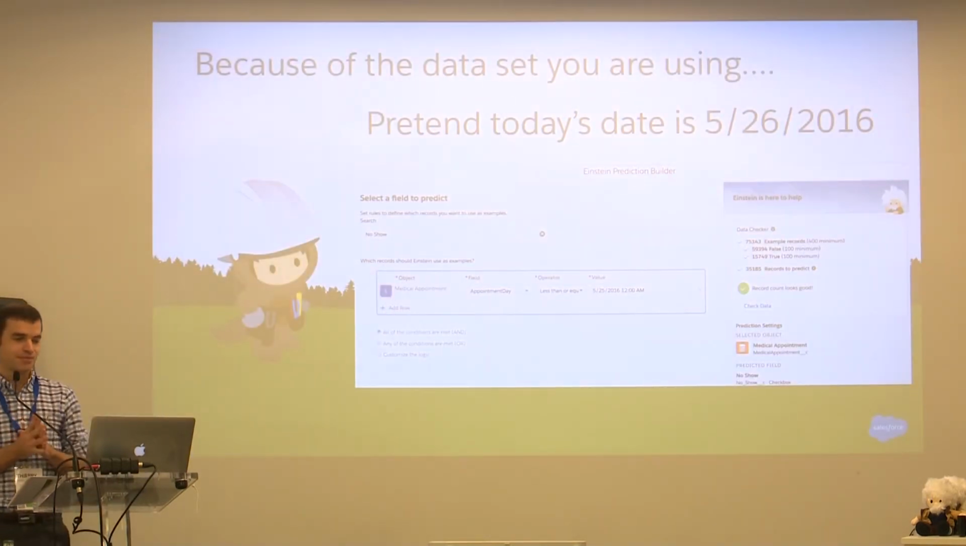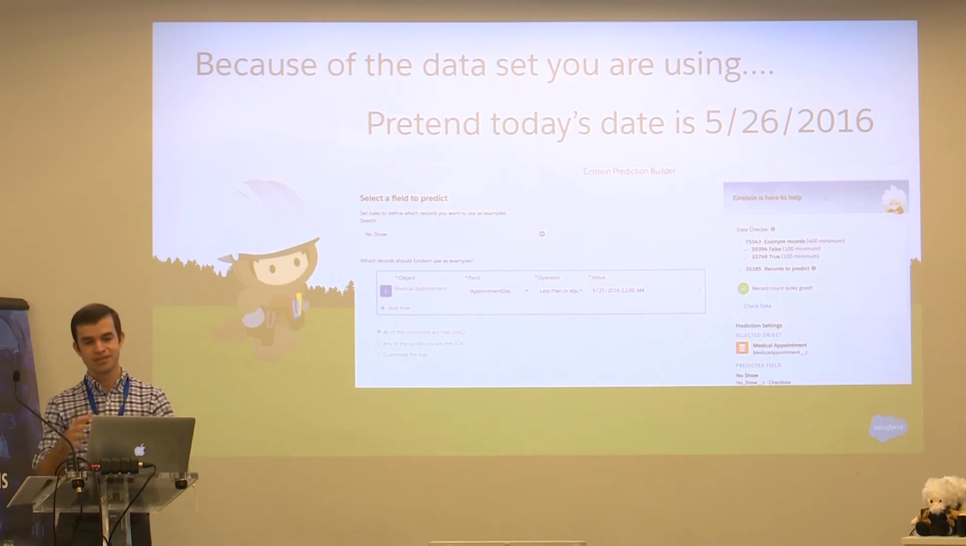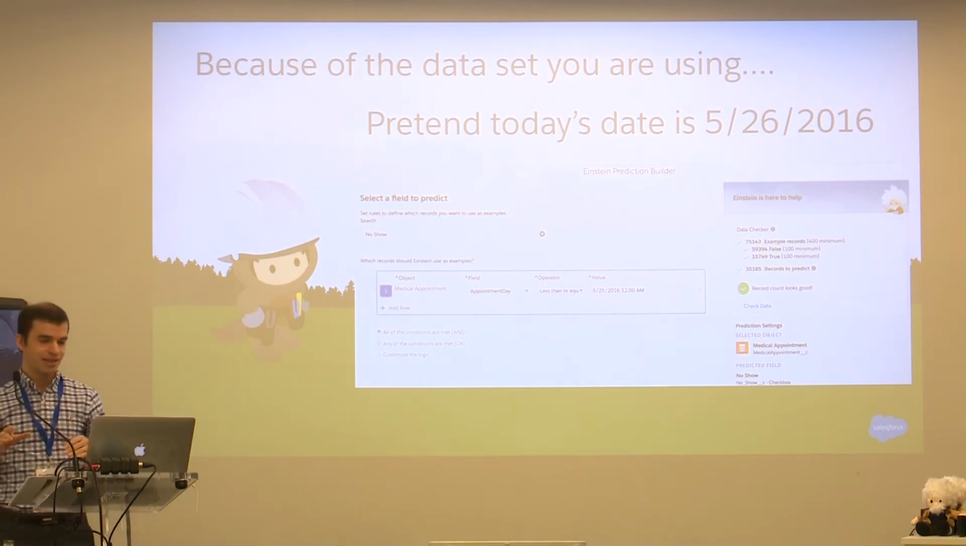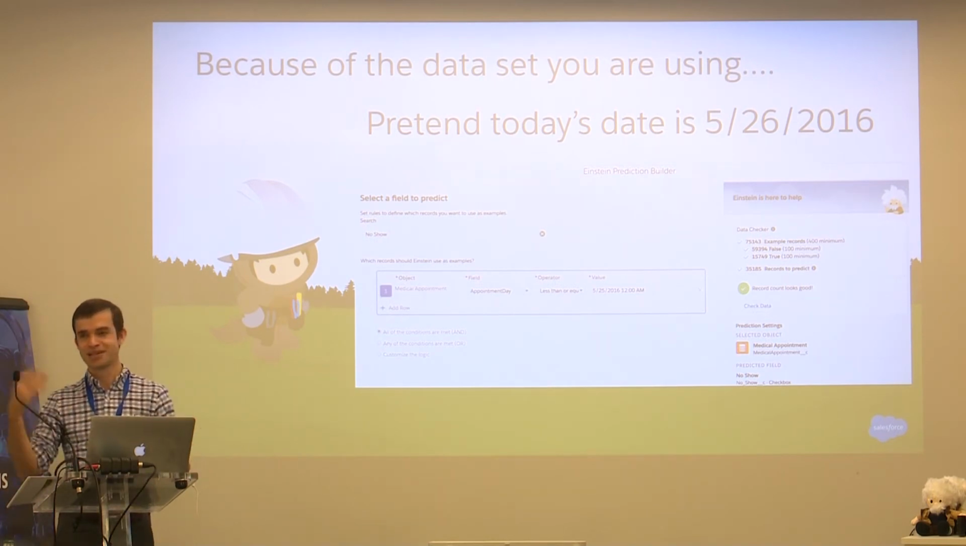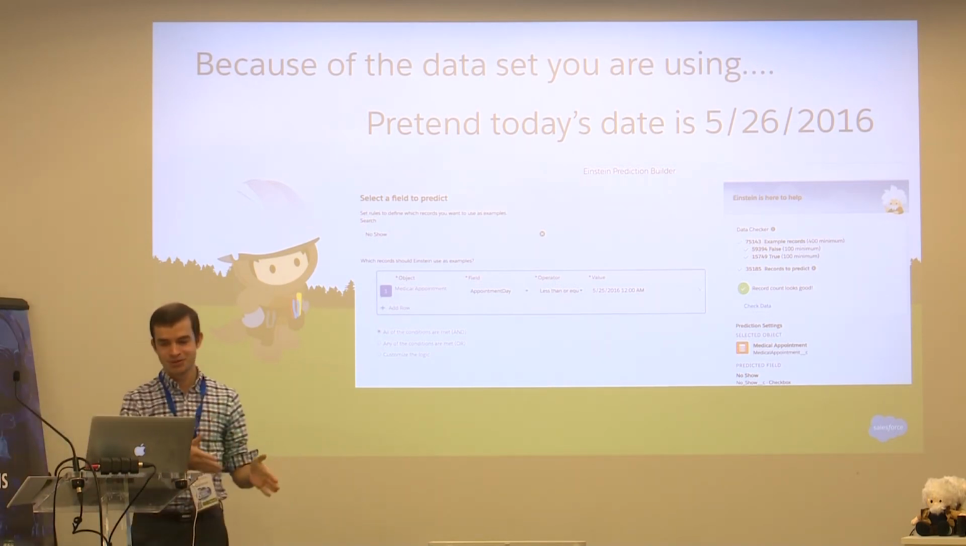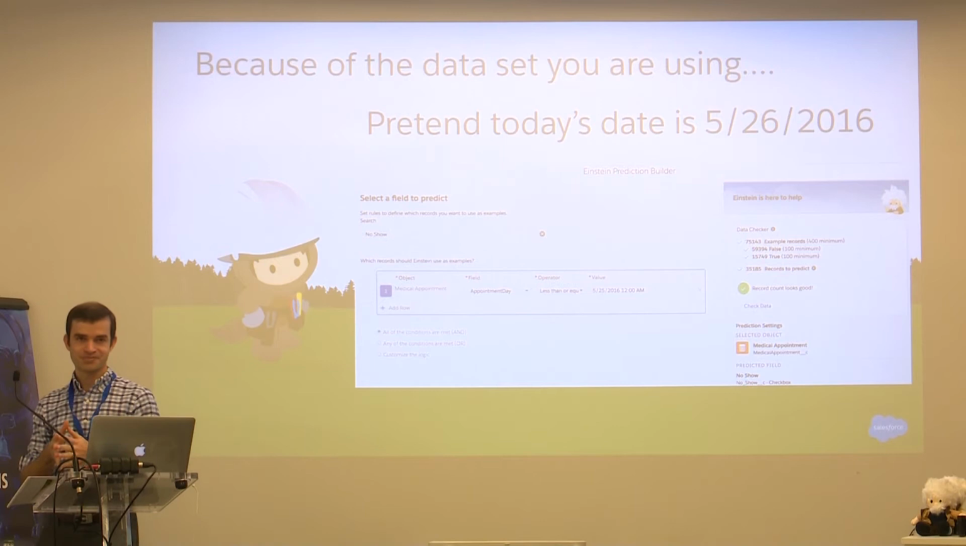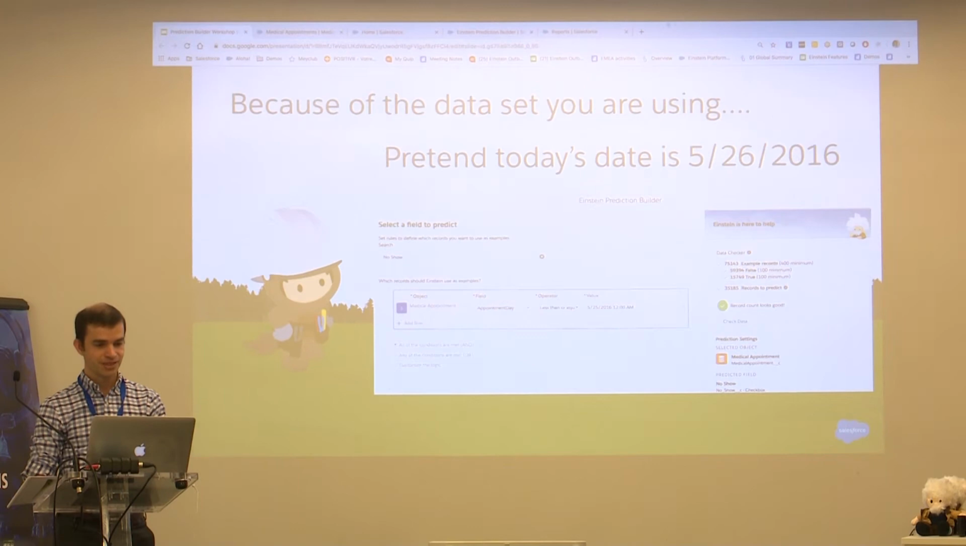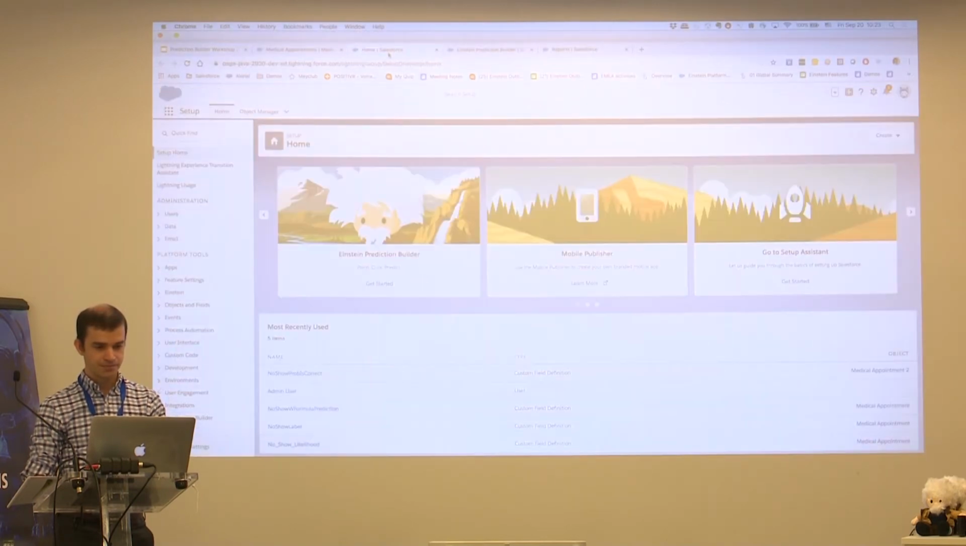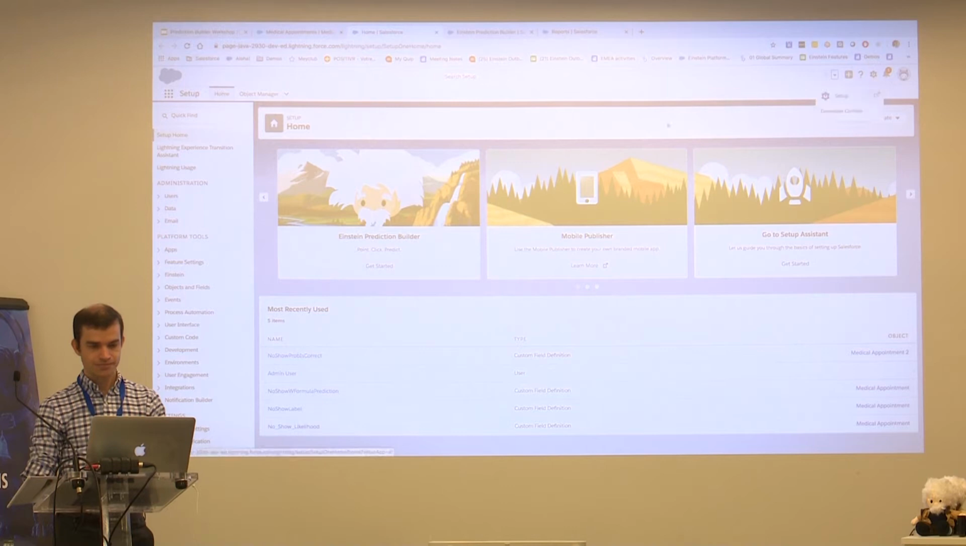So just a little trick here, because of the data set we are using, and because obviously we won't wait here for months until we have new appointments, we're going to pretend that today is the 26th of May of 2016. Okay? And now what I would like you to try is to go to Setup. If you go to Setup, you should see Einstein Prediction Builder. Do you see it, for those that have a computer in front of them? So you go to Setup, and it should be right here.